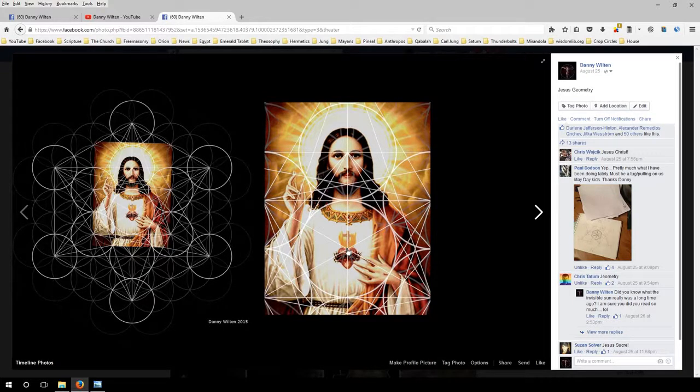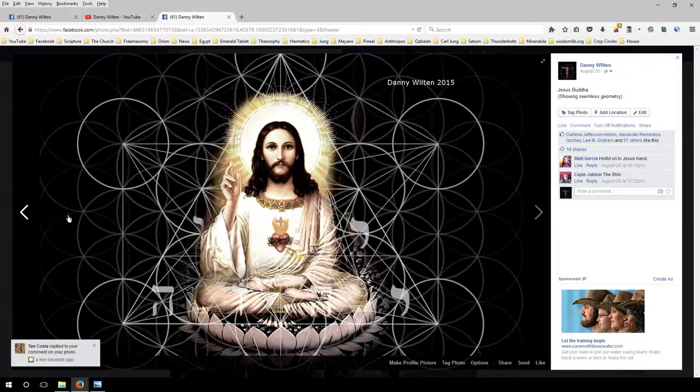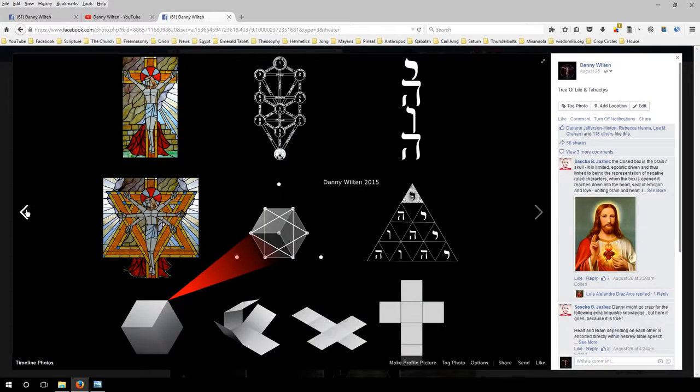Now, when you get the geometry correct, then you can do stuff like this, and you can see that it matches up perfectly because half of it is the Buddha and the other half is Christ. This is what good geometry can show you when you use it. So we keep going through some of this stuff, and I want to show you this.